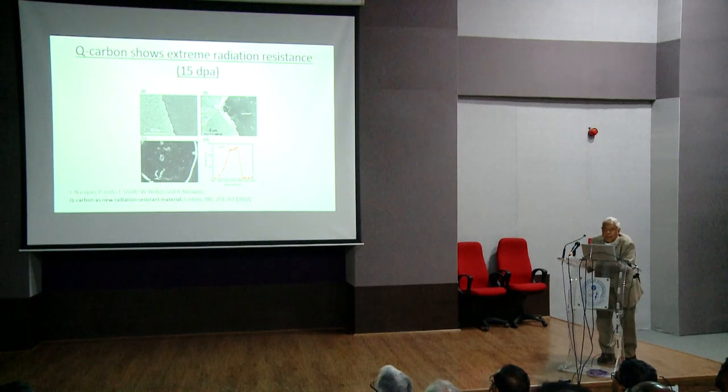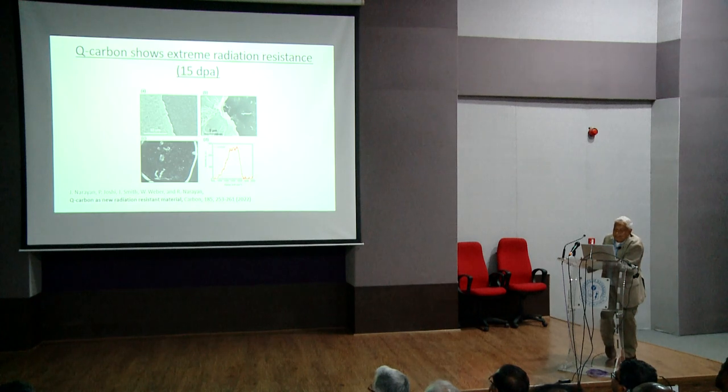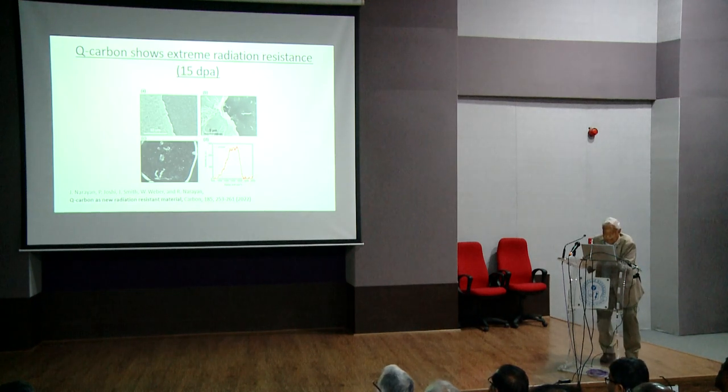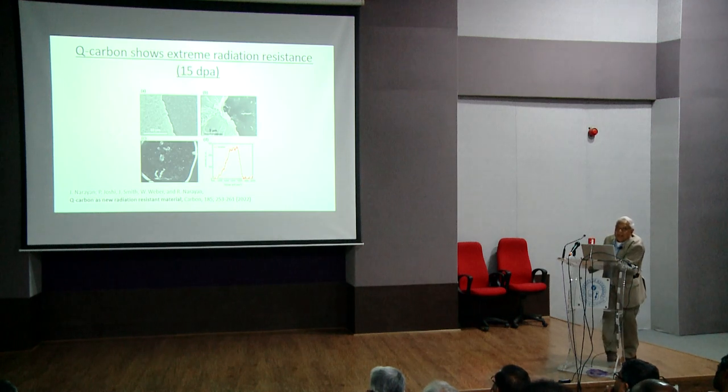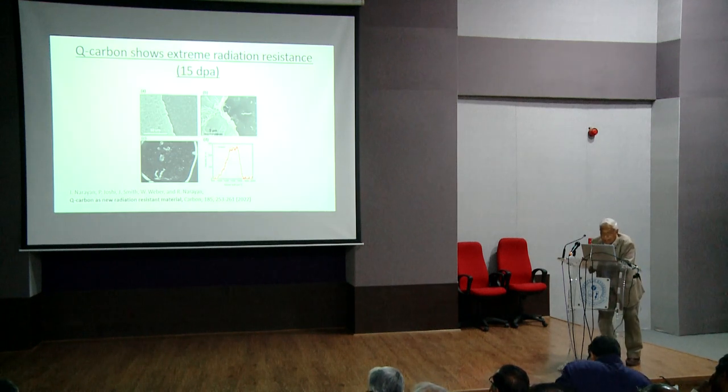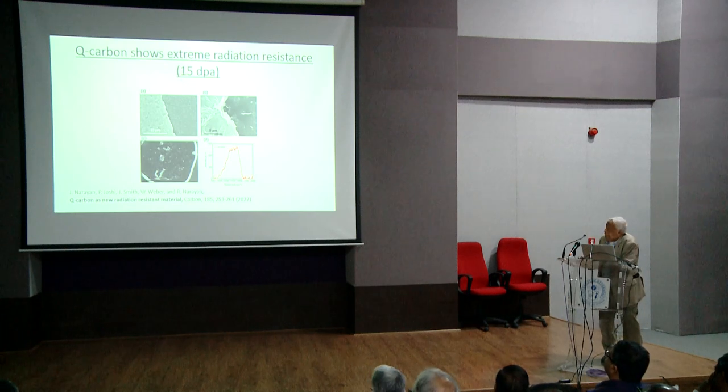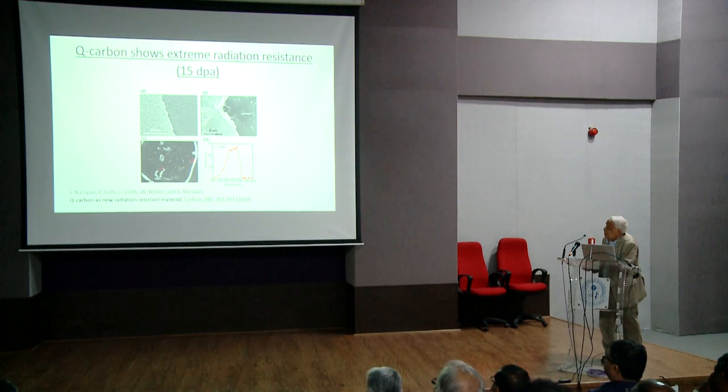Q-carbon shows extreme radiation resistance. It's very interesting. We irradiated it, this work was done in collaboration with Oak Ridge National Lab, Bill Weber, and it shows that after 15 dpa, dpa is displacement per atom, so this is equivalent to 23 years of neutron irradiation in a typical nuclear reactor, and it is totally robust. Except you can see these nanodiamonds start growing with the fluence, which is very interesting.